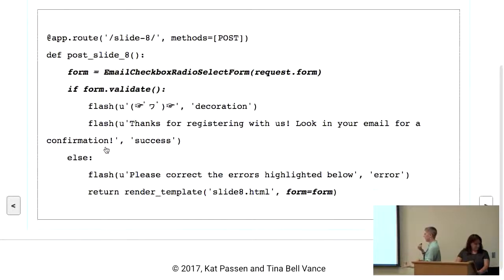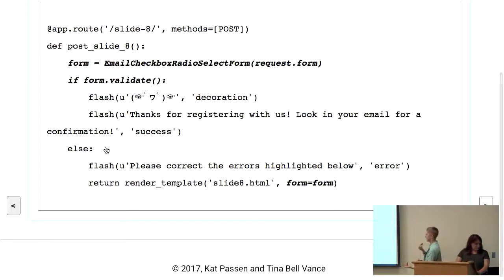So for an error, or rather, this is a success, I'm sorry. Now we're doing a post. So we still have the form. If we validate the form and everything's fine, I will talk about the message flashing in a second, but we're going to give a success message and say, hey, this is great. Otherwise, we're going to say, hey, something's wrong. And in the end, we still pass back that form to the template.